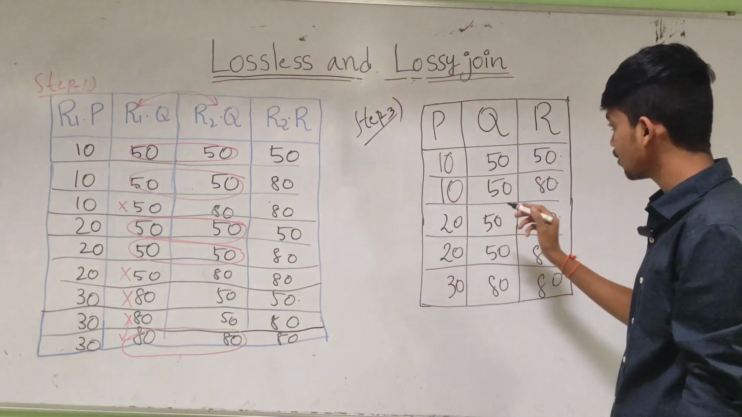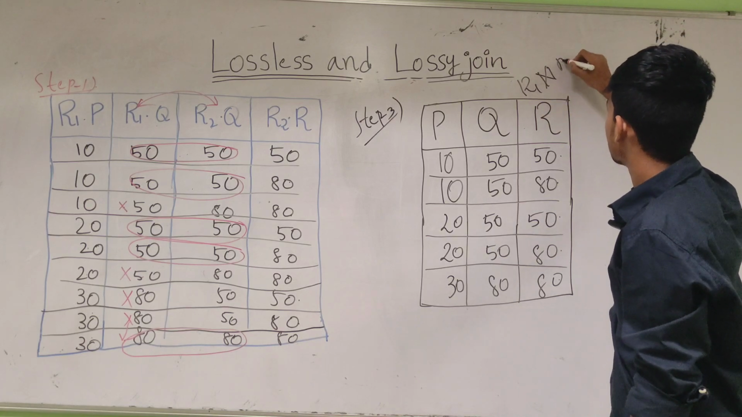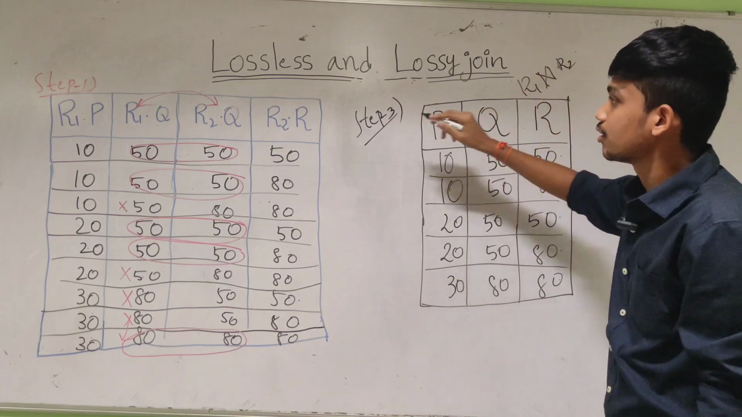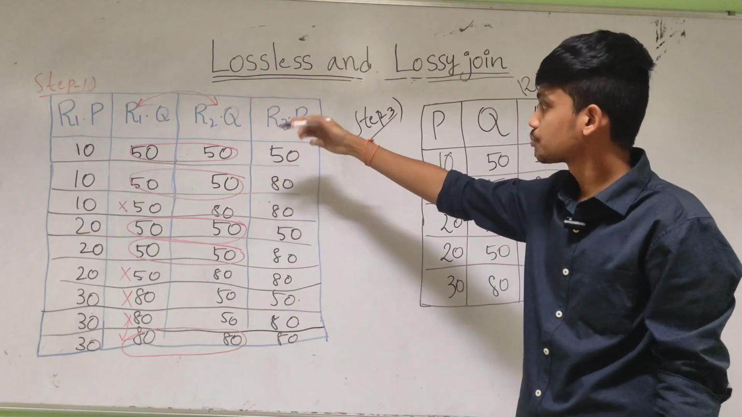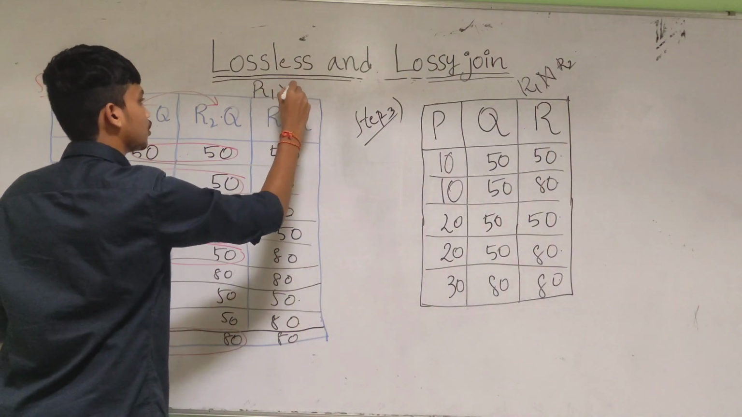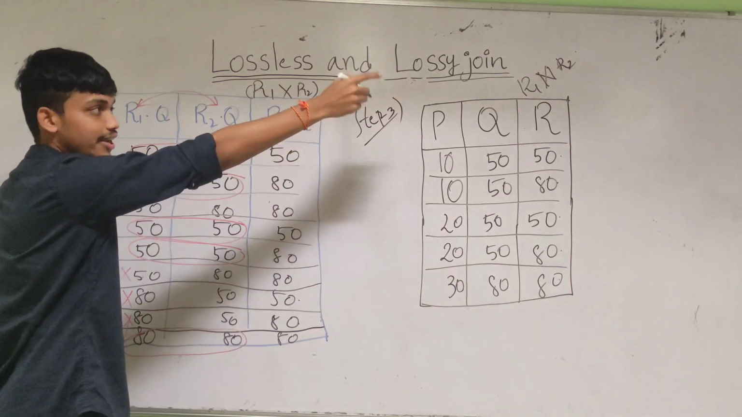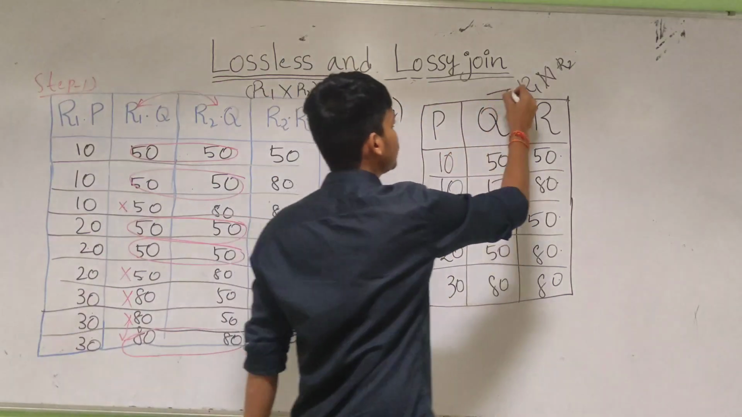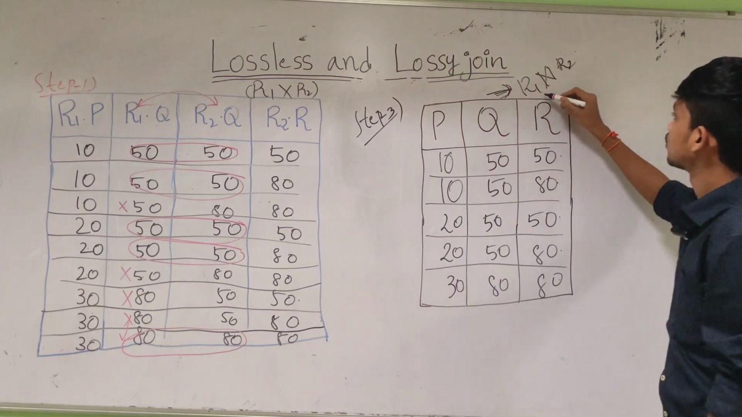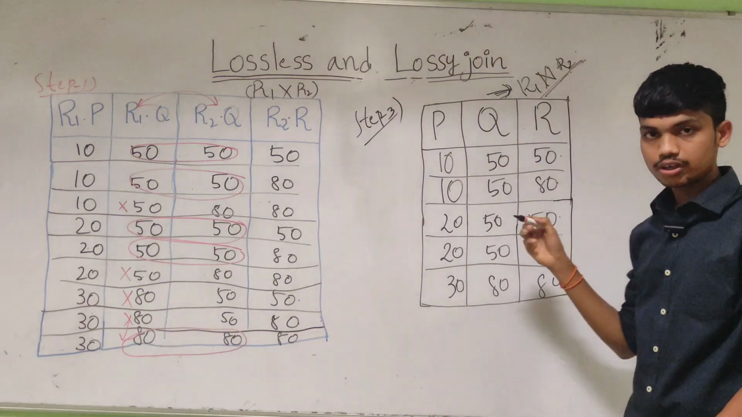Now this is the output of natural join. This is R1 natural join R2. That was R1 cross product R2. This was R1 cross product R2. That is R1 natural join R2. And this is what we required here. This is the final output. And you note it down.